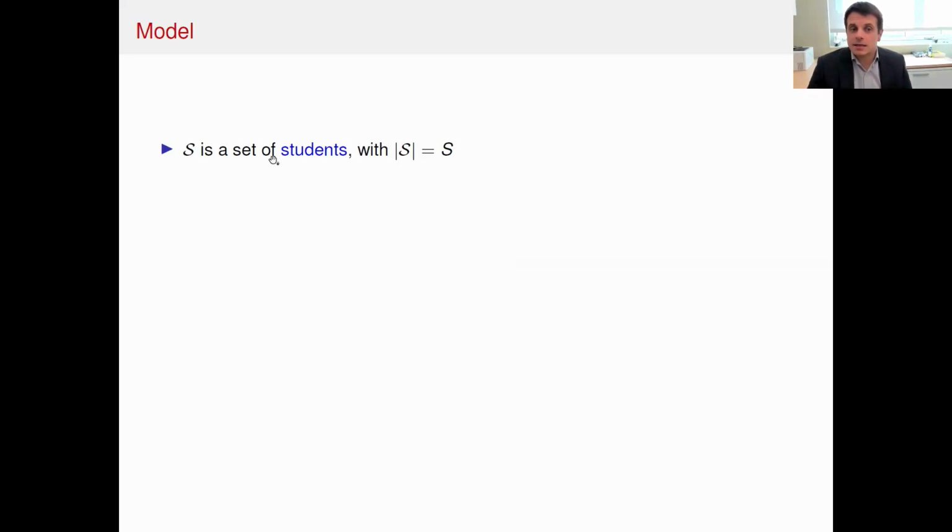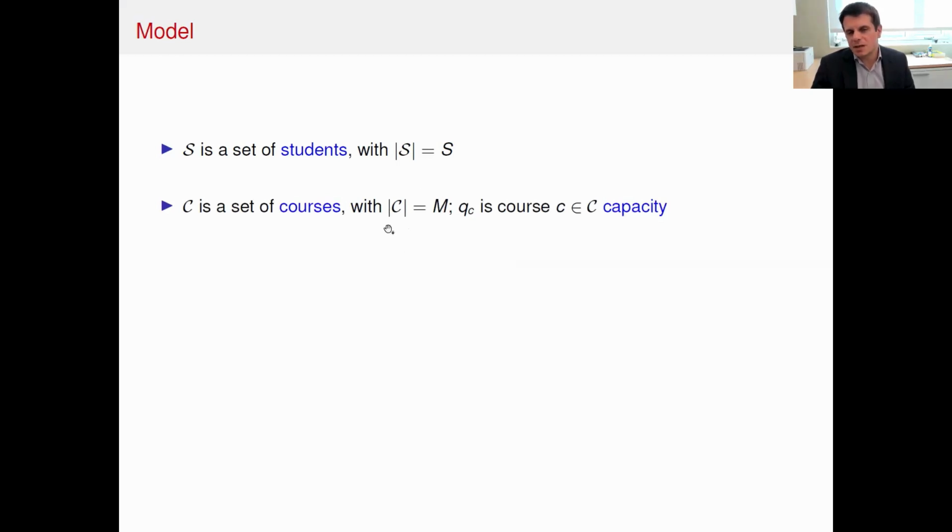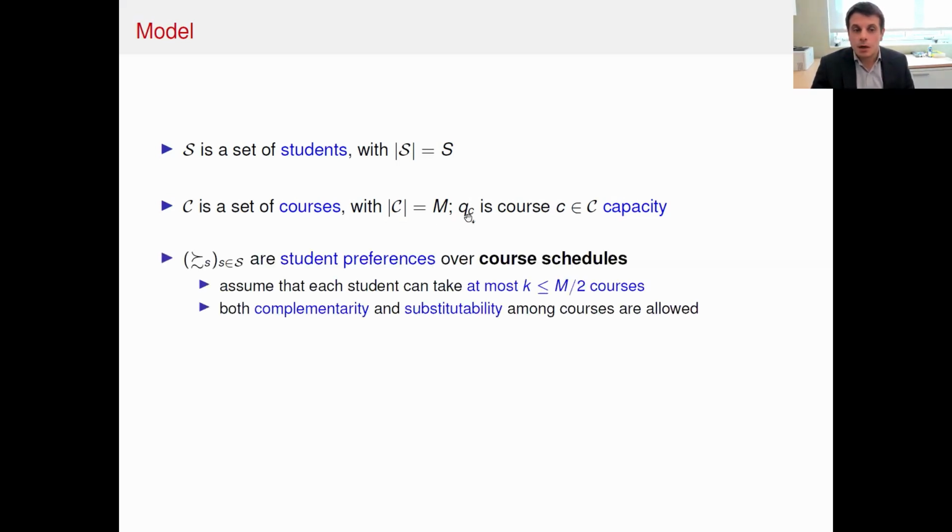Let's denote S as a set of students. This is a calligraphic S, and S is a number of students. C is the set of courses, and we denote, for some notation reasons, M as a number of courses. Each course has a capacity, number of seats, which is denoted as Q_C for each course. We allow quite general preferences. So students have preferences not over individual courses, but over individual schedules. So it's a combinatorial problem. So they really can have some complementarities or substitutes.